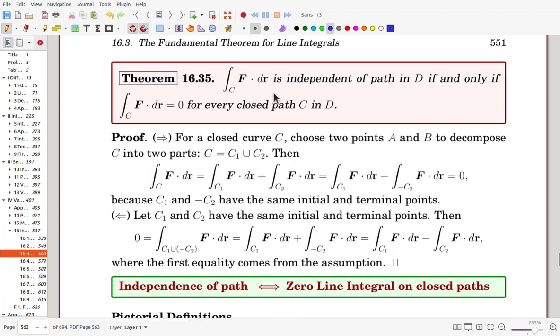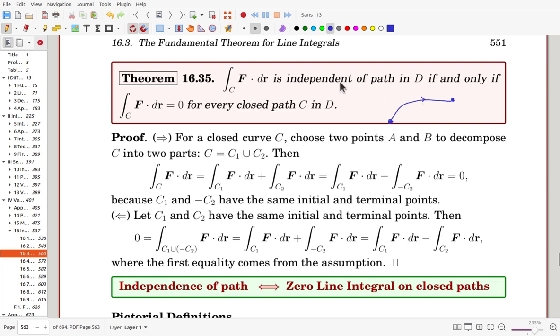The line integral of a vector field is independent of path in D if and only if the line integral is 0 for every closed curve, every closed path in the domain. We consider a domain, and inside the domain the path curves are considered. Now the integral is independent of path, and that is the same as the line integral being 0 on closed paths. We can consider this quite easily and pictorially. We choose a point and another point, and a path is given.